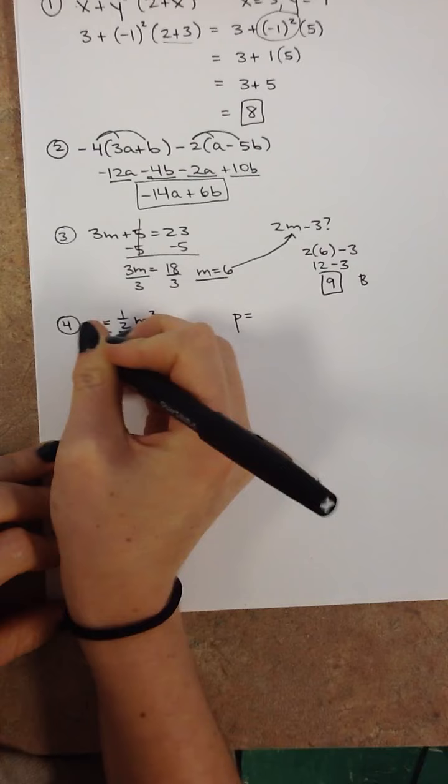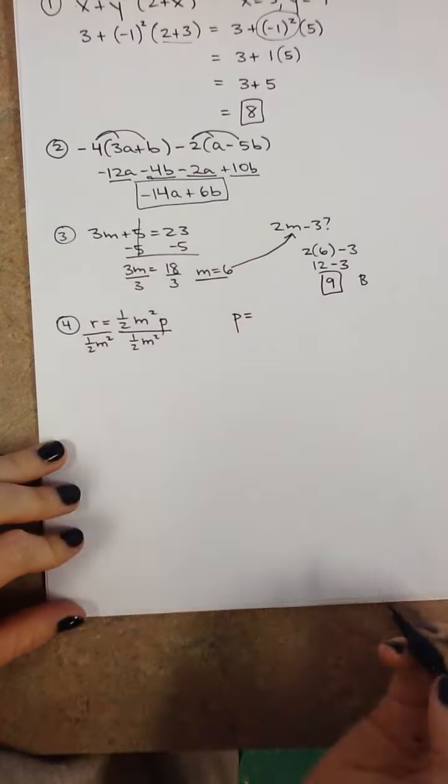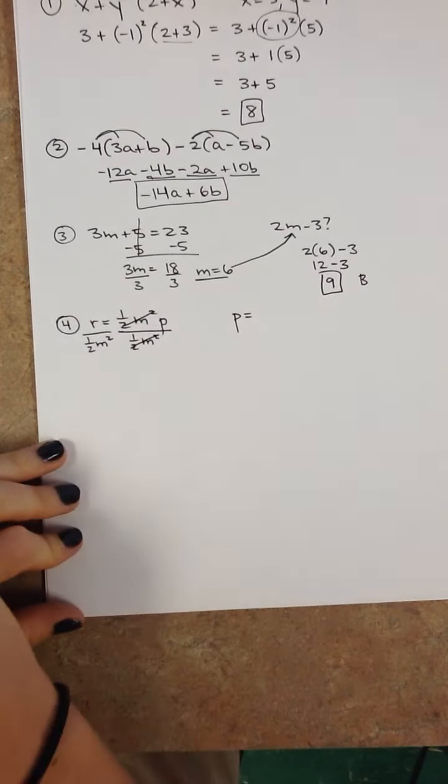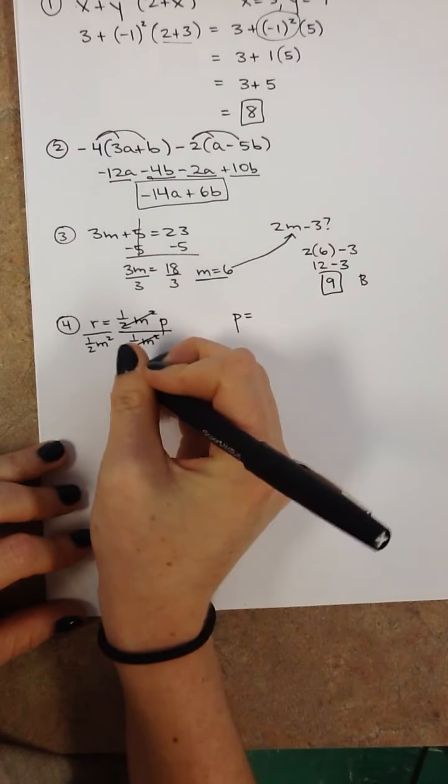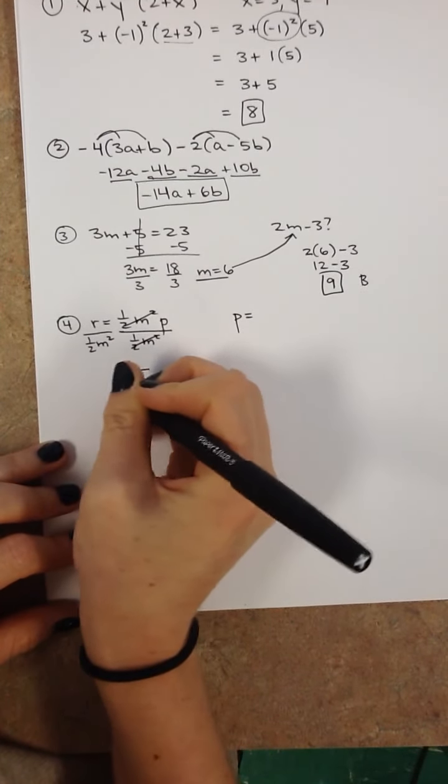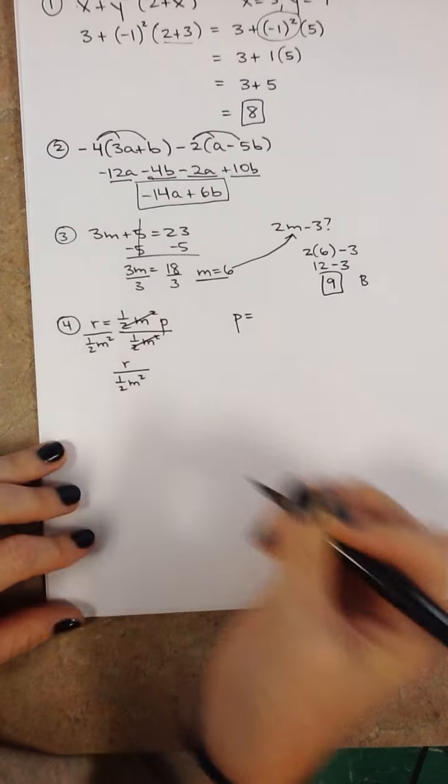Same thing on the left, 1/2 times m squared. On the right, these things will cancel out. Now let's take a look at exactly what this left-hand side is doing. We have r divided by 1/2 times m squared.